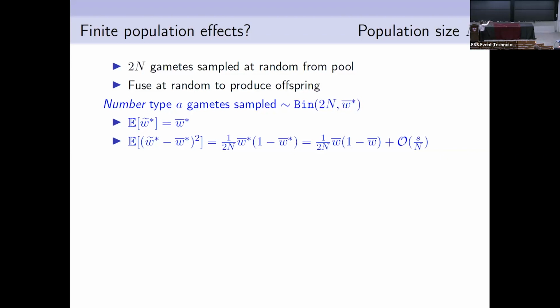But there's going to be some variability. And if you teach first year probability enough, you know that the variance of binomial is, well, twice n, because we've got twice n trials times p times q, so W star times 1 minus W star.